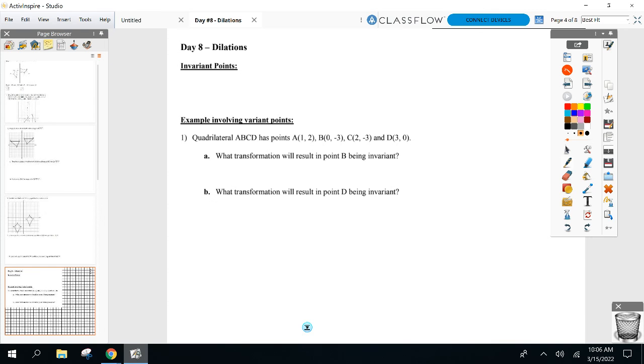A little bit tougher to pick up. Before I get to dilation, though, I just wanted to throw a vocabulary term at you before we start dilations.